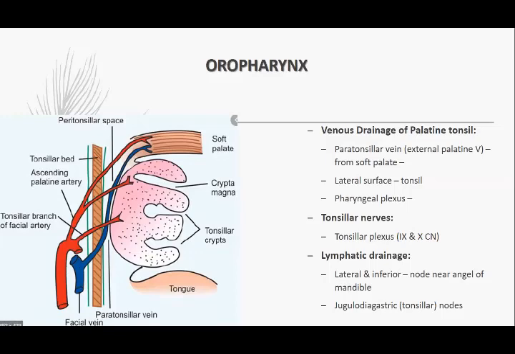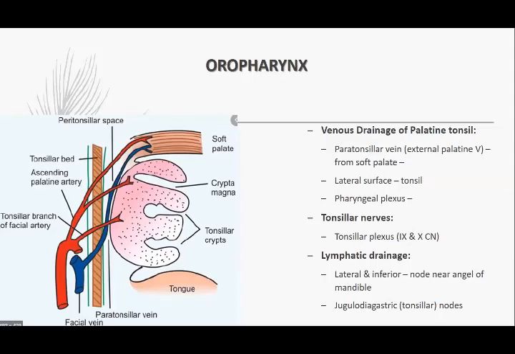The pharyngeal plexus forms on the walls, around the walls of the pharynx. Lymphatic drainage जो है, the lymph nodes that drain the palatine tonsil are lying near the angle of the mandible. They are the lateral and inferior group of lymph nodes. Plus, you have jugular digastric nodes. They also drain the palatine tonsil. That is why they are called tonsillar nodes.